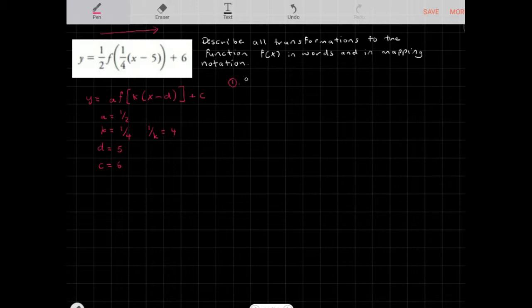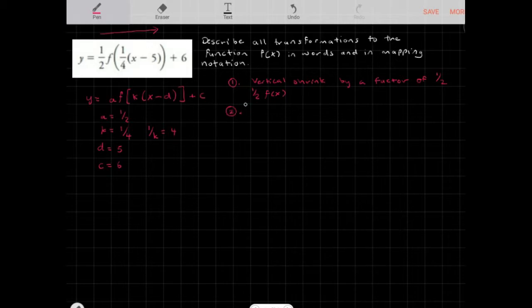So the first transformation I can see here, there's a vertical compression or shrink. Or you can use compression as well, it's the same thing, by a factor of 1/2. Okay, so in terms of function notation, what that really basically means is that we have 1/2 f of x. Okay, so this is the function notation writing it.